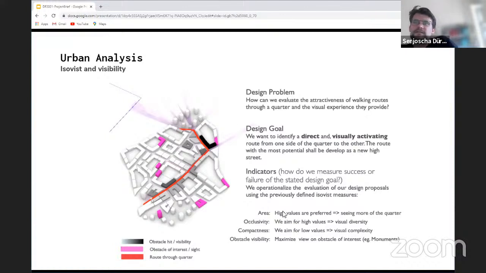So then we have to define, okay, we have our indicators here, but how do we define what is good and what is bad, or what do we want to do with them? For area, in this case, we say high values are preferred because we see more of the quarter. For occlusivity, we say we aim for high values because this means it's associated with visual diversity. And compactness, the one we mentioned before, we aim for low values because this means there is a higher visual complexity, because it means you might have more narrow views.